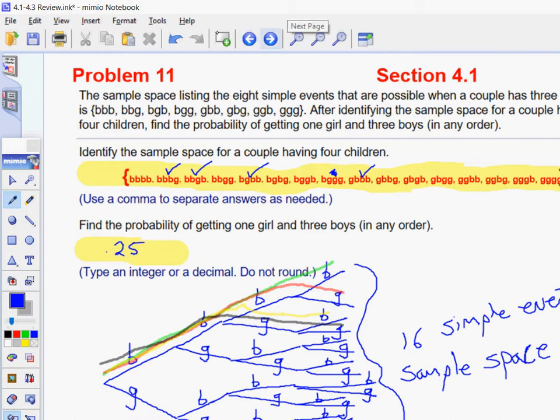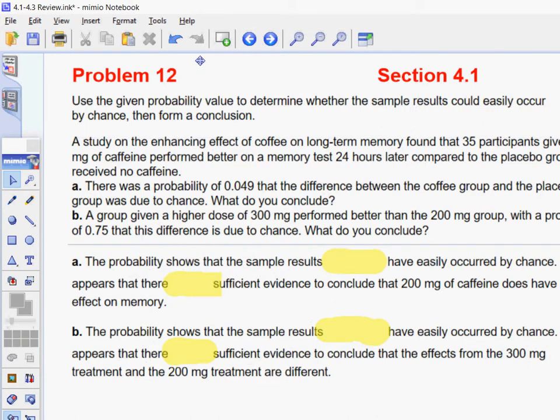All right, next question. Problem number 12. Okay, use the given probability value to determine whether the sample results could easily occur by chance, then form a conclusion. A study on the enhancing effects of coffee on long-term memory found that 35 participants given 200 milligrams of caffeine performed better on a memory test 24 hours later compared to the placebo group that received no caffeine. Okay, so A, there was a probability of 0.049 that the difference between the coffee group and the placebo group was due to chance. What do you conclude?